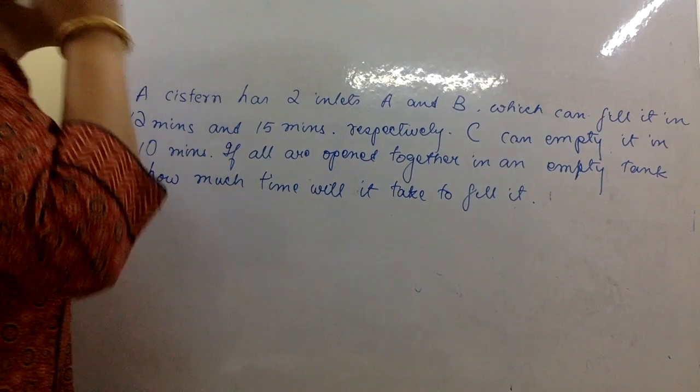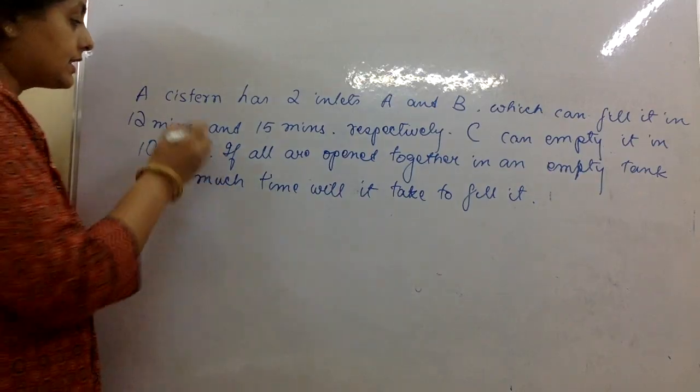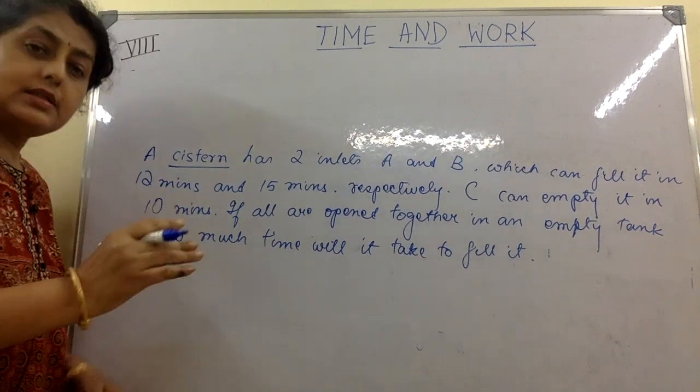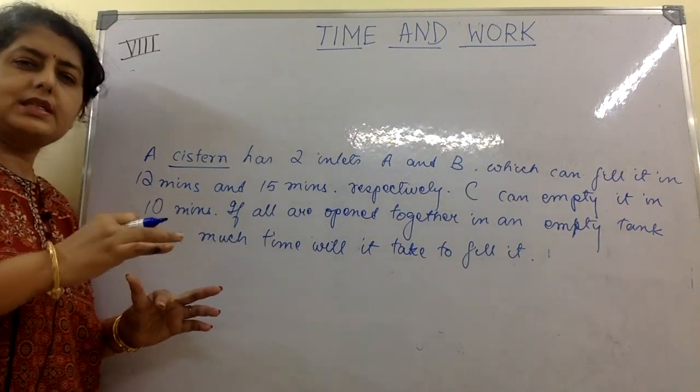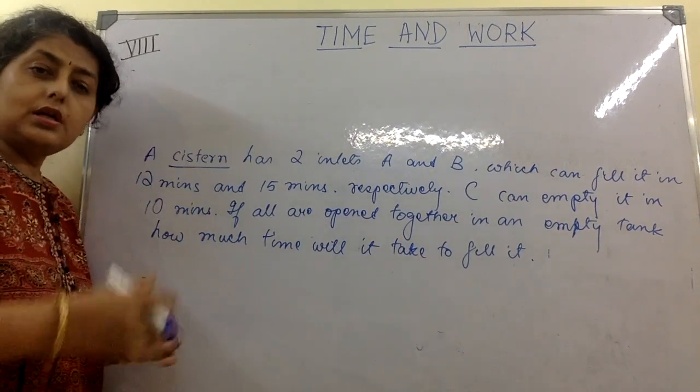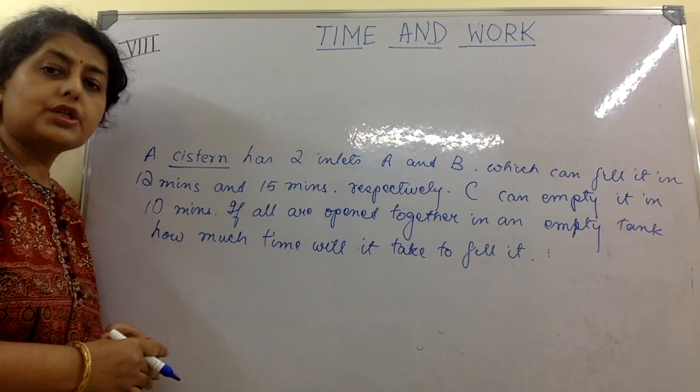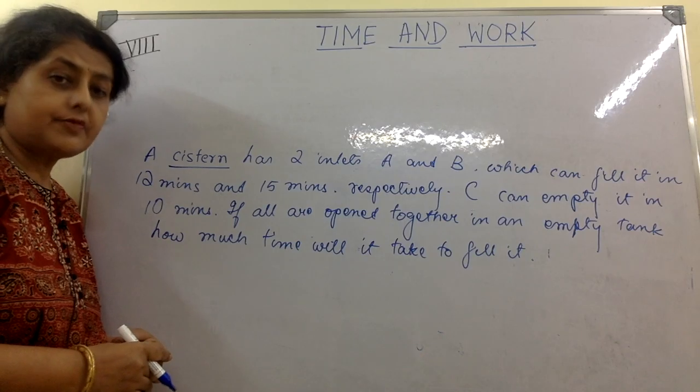The cistern has 2 inlets. Now this is a question of cistern. Now what is a cistern? Cisterns are those tanks, you've seen the syntax tanks which you see on people's rooftops. Cistern has 2 inlets, A and B, which can fill it in 12 minutes and 15 minutes.